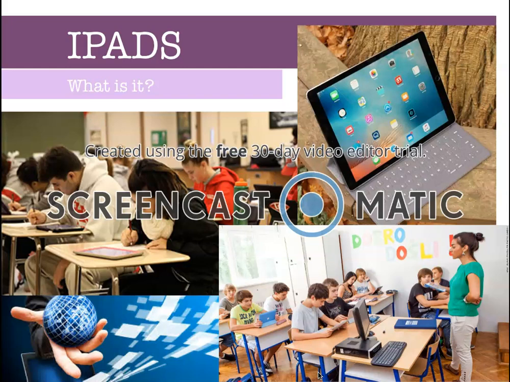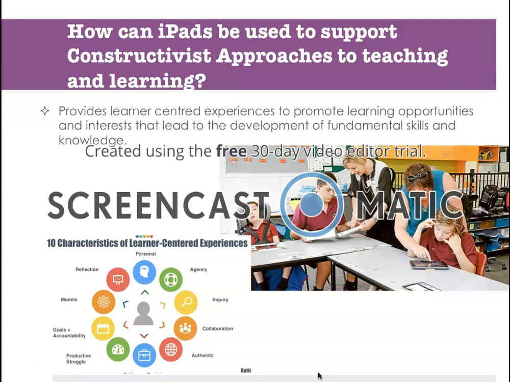In a classroom, an iPad can be used to turn in assignments, to complete homework, watch educational videos, listen to audio books, and provide students with educational apps such as virtual dissections. So iPads support constructivist approaches to learning through providing learner-centered experiences, promoting learning opportunities and interests that lead to the development of fundamental skills and knowledge.